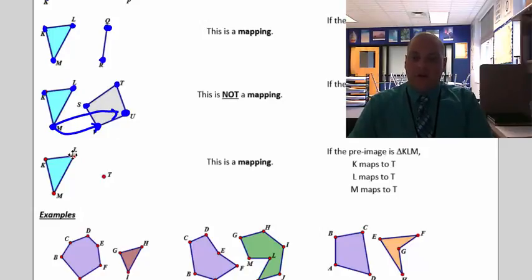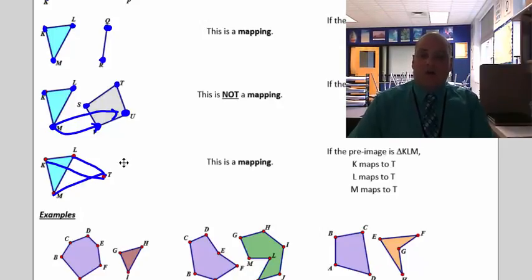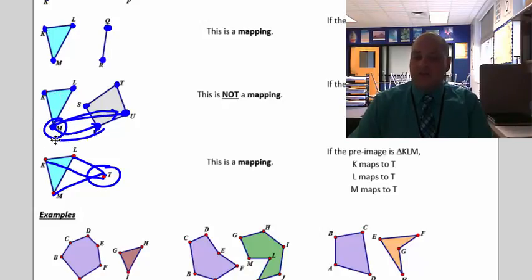In this one here, L can go to T, K can go to T, and M can also go to T. That's possible. They all can go to the same exact point, but you just can't have this right here where maybe M went to two different things. That's why it's not a mapping.